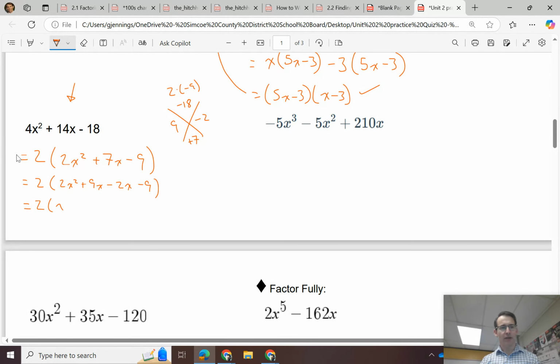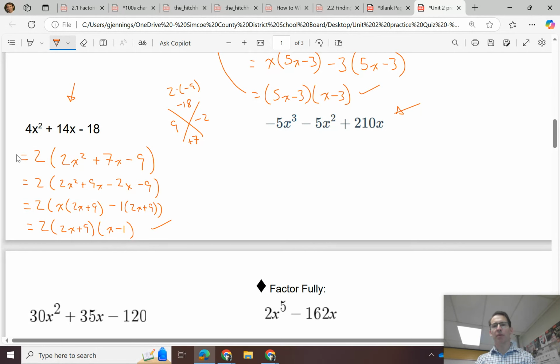It's still there. x times 2x plus 9 minus 1 times 2x plus 9. Okay, I'm going to factor out a negative 1 from here so that I get the same binomial factor in both places, just getting my signs right. There. And then final answer, this is 2 multiplied by 2x plus 9 multiplied by x minus 1. Done.